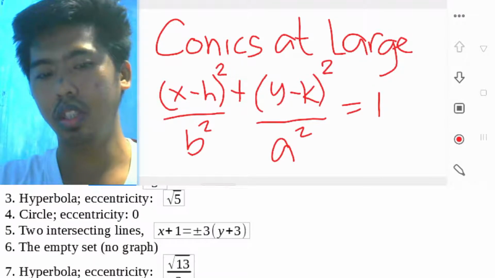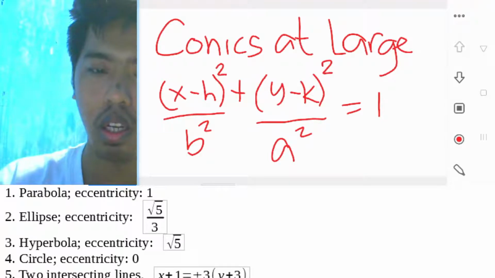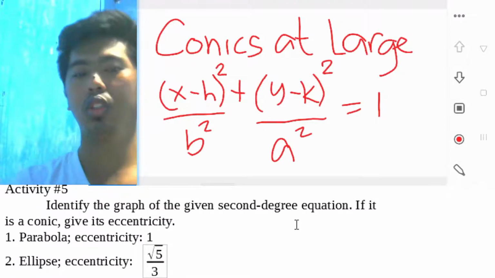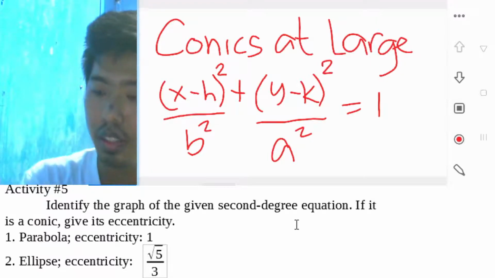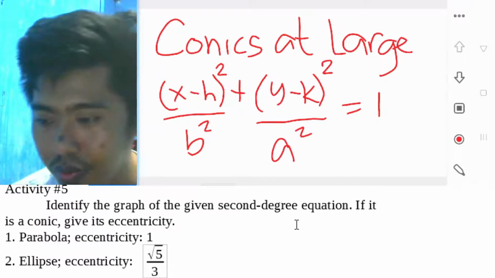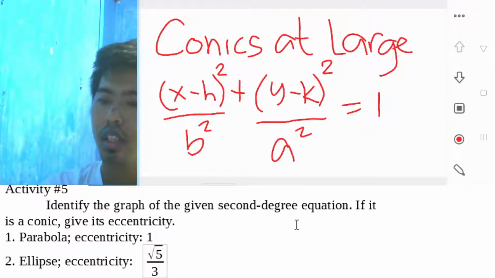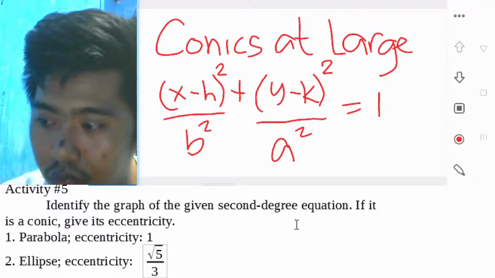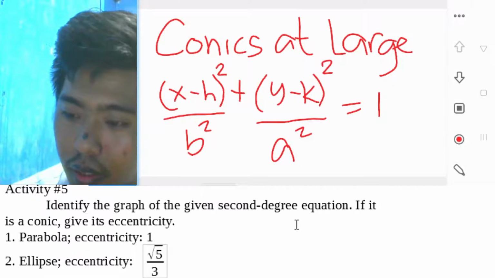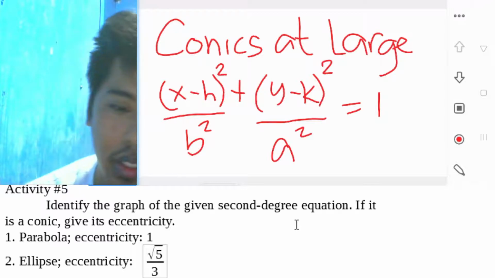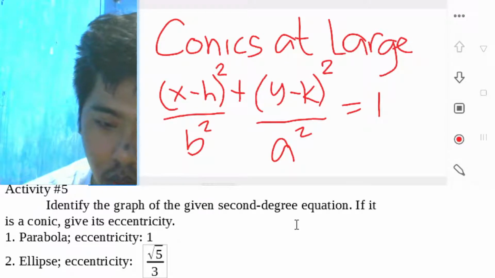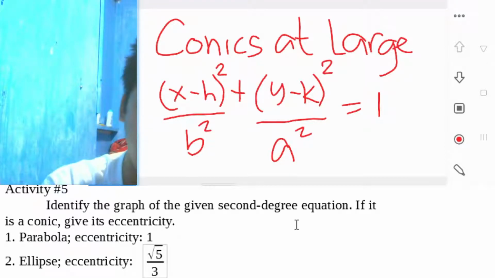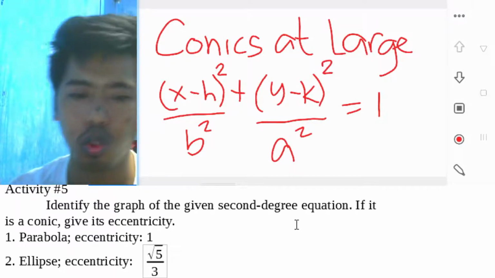Activity number 4. There are 10 questions here. Basically, it's one test only, but there are 10 questions. So again, the instruction is you're going to identify the graph of the given second degree equation. If it is a conic, give its eccentricity. Since I already put the eccentricity there, what is mentioned there is the formula, right? If you have the formula of the eccentricity, then you can identify that that one should be the C, that one should be the A, as we discussed earlier.